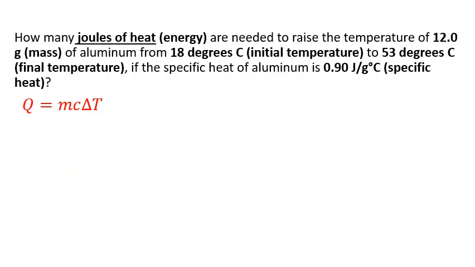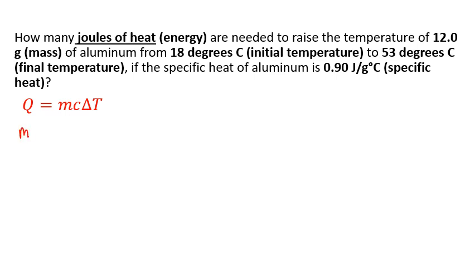How many joules of heat are needed to raise the temperature of 12 grams of aluminum from 18 degrees Celsius to 53 degrees Celsius, if the specific heat of aluminum is 0.9 joules per gram times degrees Celsius? So here we're going to line up the information we're given.